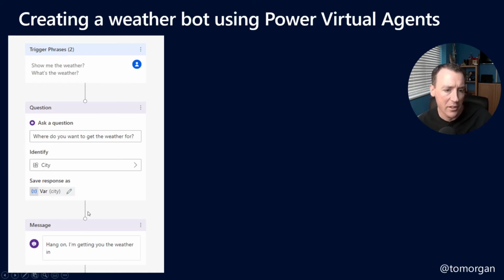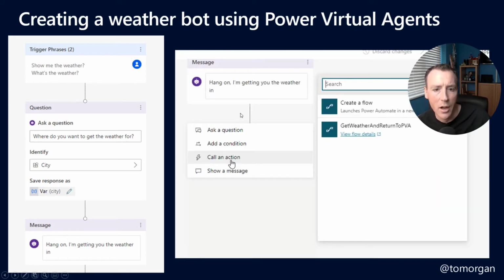I'm going to send the message back to the user just to say, hey, I'm getting the weather, and then I'm going to call an action. This is how I interact with a Power Automate flow. Just by doing that, I can create a new one, or I've got an existing one. You can see here I've got an existing one that says, get weather and return it to Power Virtual Agents. That's the one obviously I'm going to choose.